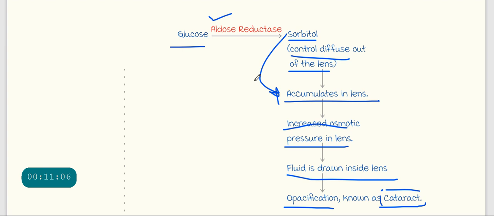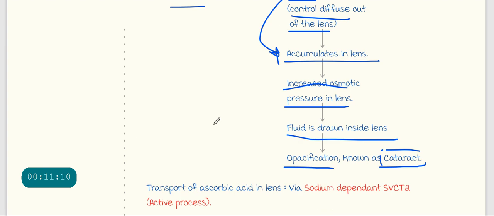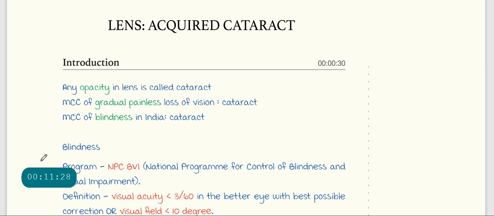Okay, very simple. Now there is an active process. We can transport ascorbic acid into the lens by an active process, by sodium-dependent SVCT2, and this is an active process of transporting ascorbic acid into the lens. So that was all about our topic. The next we are going to study is lens acquired cataracts.